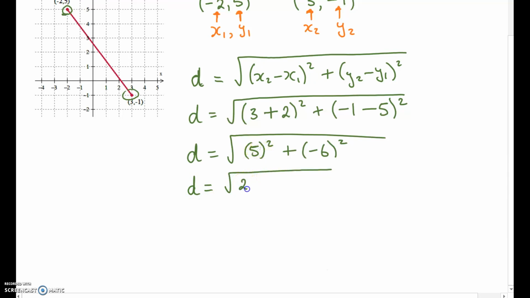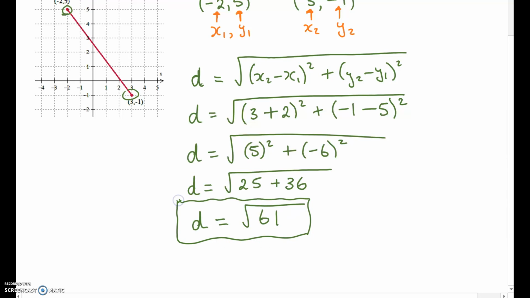So 5 squared is 25, plus, now negative 6 squared. Be really careful about this. Negative 6 squared is positive 36, so it's going to be 36. Okay? And therefore d is equal to the square root of 25 plus 36, which is 61. Now, that is the actual answer. Okay, that's exactly the correct answer.